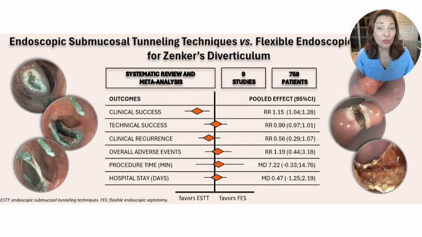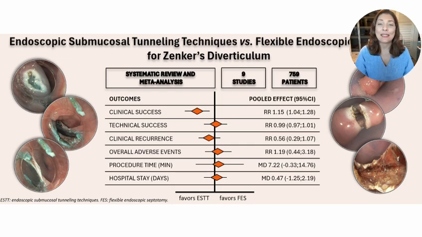To assess the robustness of our findings, we also performed subgroup analysis based on follow-up duration, less and more than 12 months, diverticulum size smaller and larger than 2.5 centimeters, type of tunnel technique, ZPOM and peroral endoscopic septotomy, and publication format, full text and abstract. The results are consistent across all subgroups, further validating our conclusions.